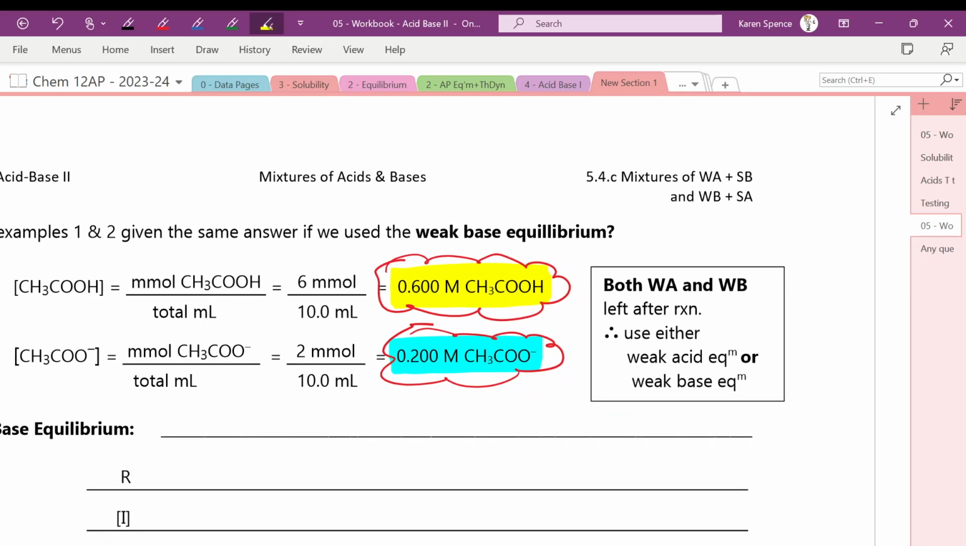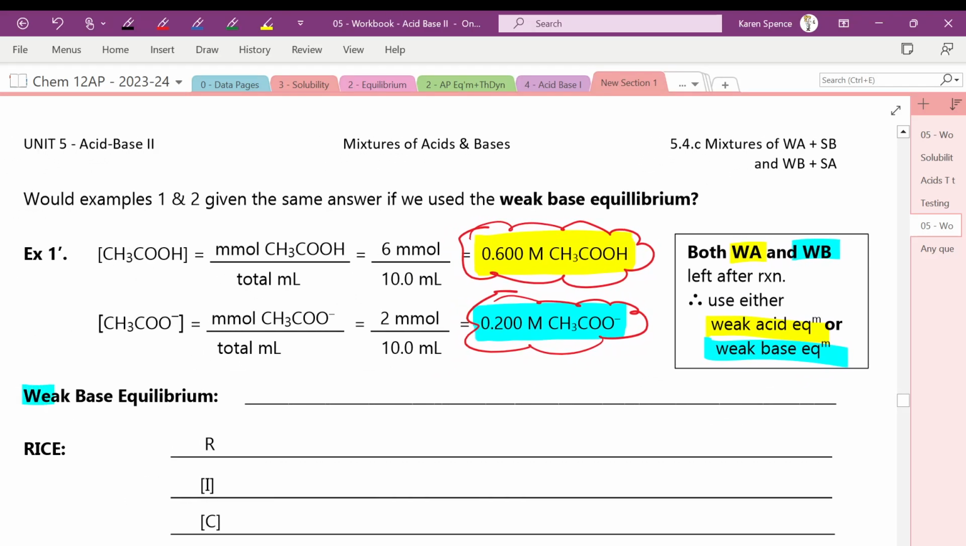Because we have both the weak acid and the weak base, we can use either the weak acid equilibrium or the weak base equilibrium. And this time we're going to just try it using the weak base equilibrium. Do you guys think you could try this yourselves?